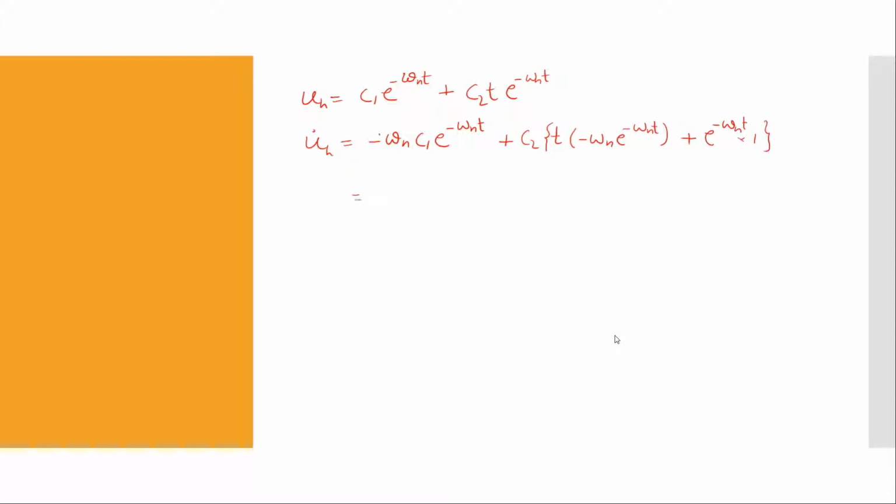So we solve it: minus omega n c1 e to the power minus omega n t, plus c2 t, and it also becomes minus, so minus omega n c2 t e to the power minus omega n t, plus c2 e to the power minus omega n t. We take e to the power minus omega n t common, and c2 and c2 is there, so we will have this equation with c1.